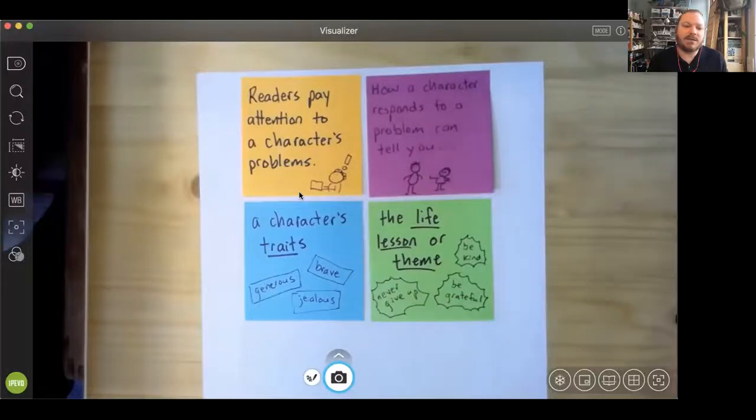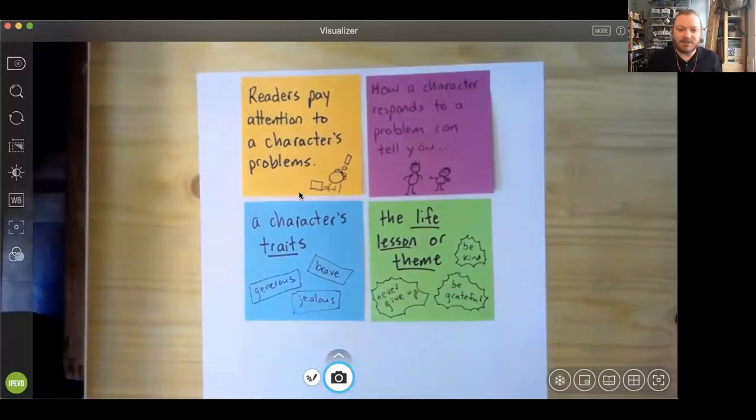Last time we were together, we talked about how you could predict the way that a book's life lesson might go by taking a look at the flaps in the book, any of the blurbs, just previewing what the life lesson or theme might be. Today, what I want to teach you is, in some ways, a reminder of something that we already know. We want to pay attention to a character's problems. We've talked about this throughout the year.